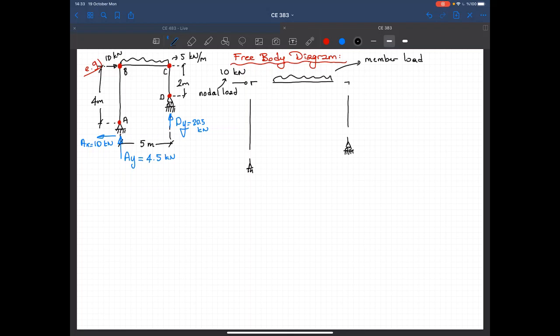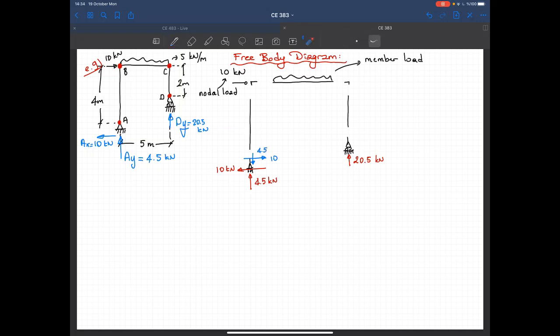Okay, now let's show the support reactions also. So here at this node I got 4.5 kilonewtons, and in this direction I got 10 kilonewtons, and at point D I got 20.5 kilonewtons. So this is everything I know about this structure right now. Now this is a point. So this point should be in equilibrium. So in order for this point to be in equilibrium, I should have the same forces but in the opposite directions.